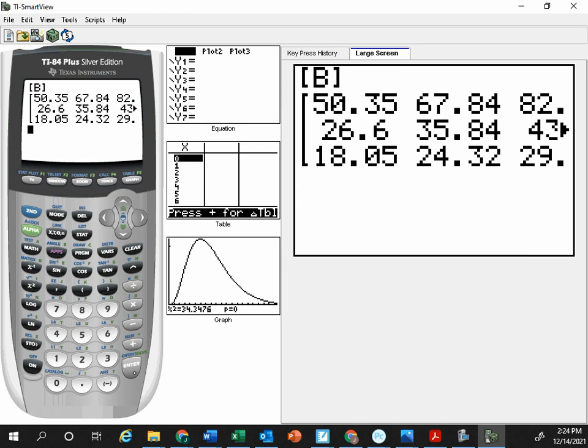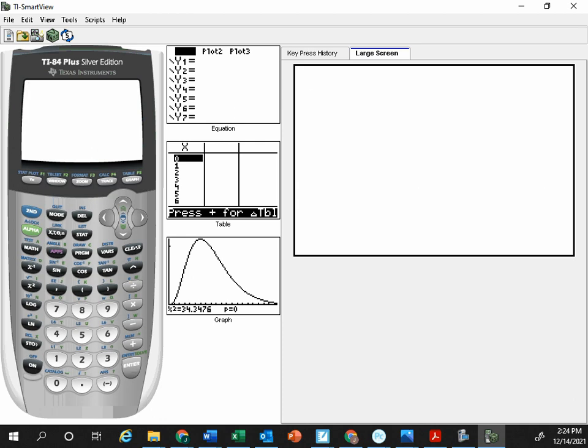How did I get here? Okay. So home screen blank, yes? Okay. Second, matrix.